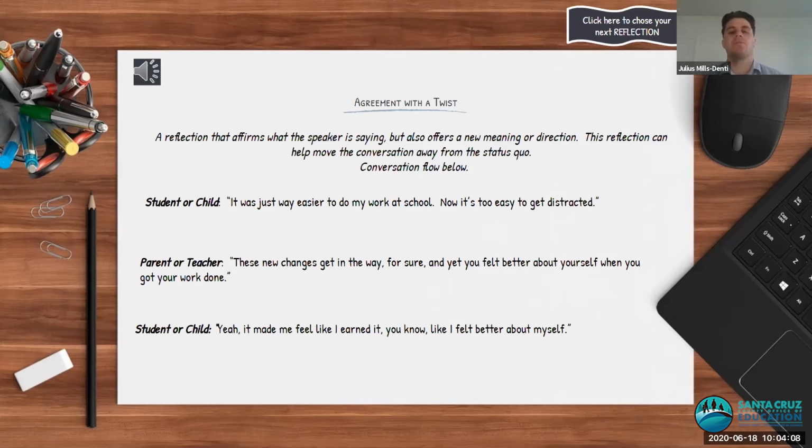This reflection helps move the conversation away from the status quo. Here's the conversation flow. Student or child: it was just way easier to do my work at school. Now it's too easy to get distracted. If we were in a large group and weren't on Zoom, I would ask how many people have heard some iteration of that since distance learning has started. Maybe in the chat, you could put a thumbs up or a yes if you've heard a statement like this. It was easier to do my work at school. Now it's too easy to get distracted.